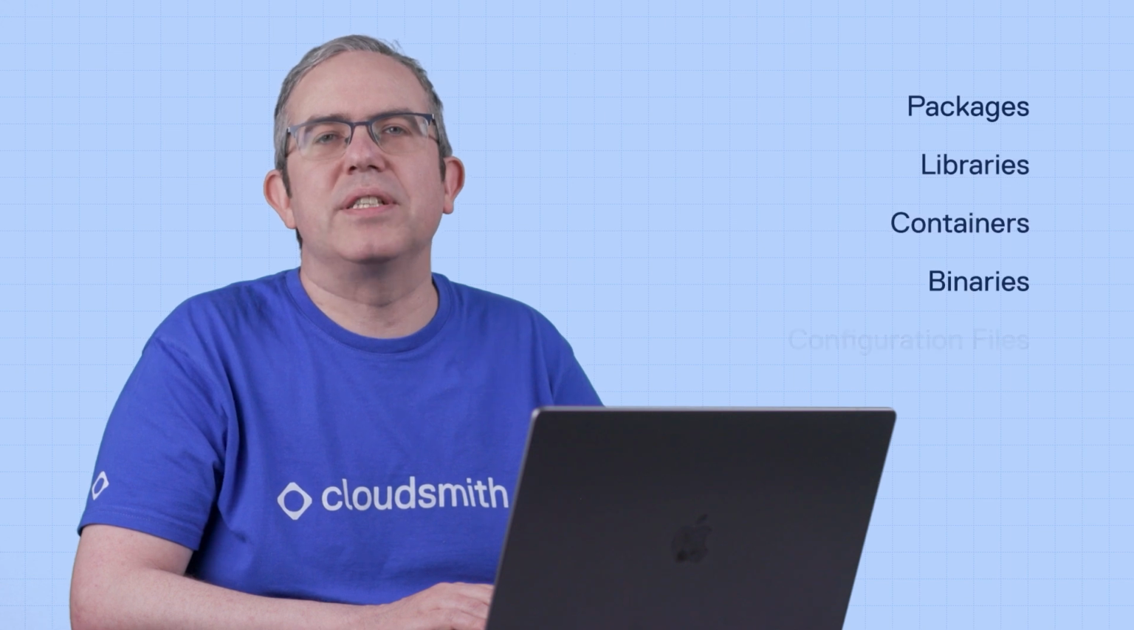If you're building and delivering software, you're already creating and using software artifacts. Packages, libraries, containers, binaries, and configuration files. These are the building blocks of modern applications, moving through your pipelines and into production to power your business. Cloudsmith is a cloud-native platform for managing software artifacts. It lets you control, secure, and distribute your artifacts as part of the modern software supply chain.